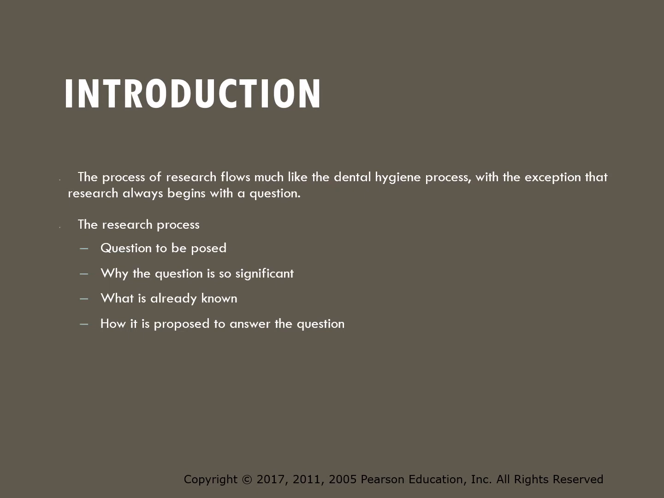So the process is that we have some type of question, and the next step is figuring out why that question is significant. Is it something that's worth looking into? Then we need to figure out what's already known about that topic. Has someone else already found the answer to our question? And then after that, how do we figure out how to answer the question? What do we have to do in order to find our answer?